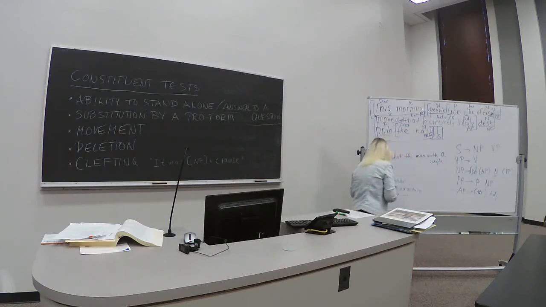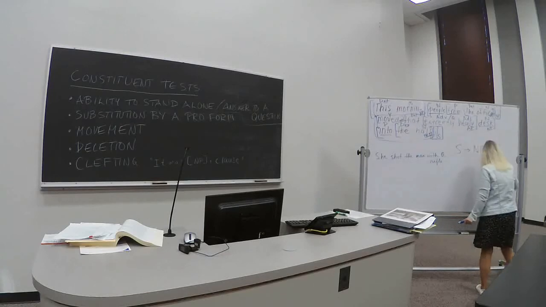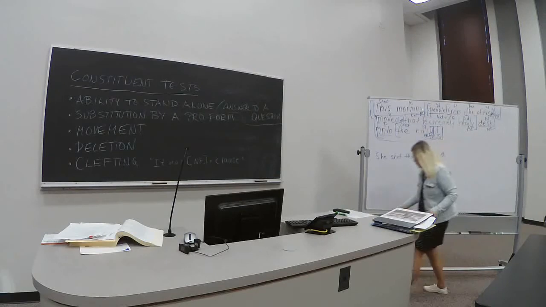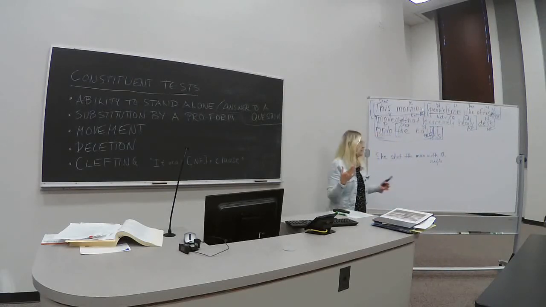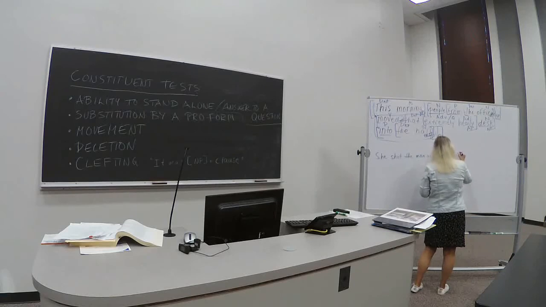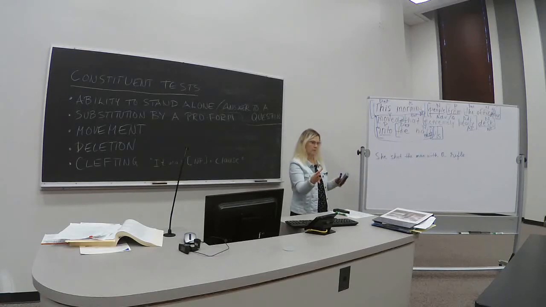Okay, so here's a sentence. She shot the man with a rifle. Now, this sentence is what we call a structurally ambiguous sentence. We can have ambiguity so that a word is ambiguous. That's lexical ambiguity, but a sentence can also be structurally ambiguous. And what are the two meanings here? She shot the man with a rifle. Where's the ambiguity in this sentence?